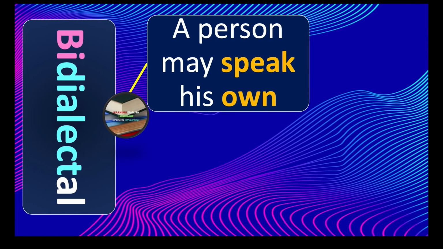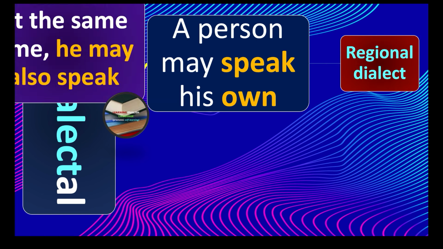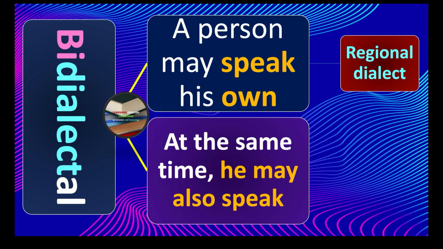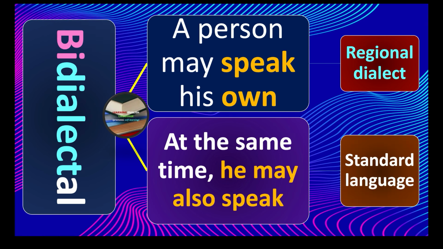In another way, we can also try to understand this concept. How can we know a person can speak two different dialects? A person may speak his own regional dialect, and at the same time he may also speak a standard language. For example, suppose you live in London, where you are most likely to speak the standard language, but you are a native of Scotland where you had a different dialect of the English language.